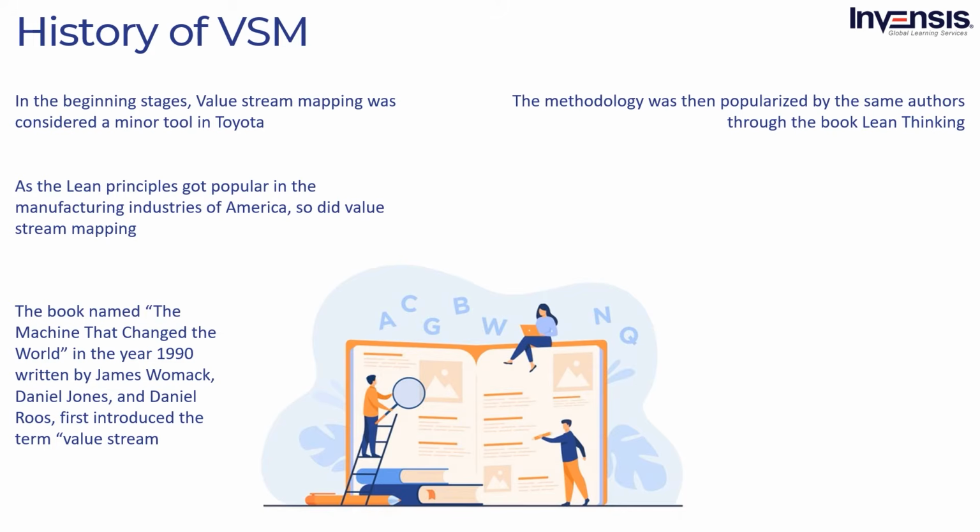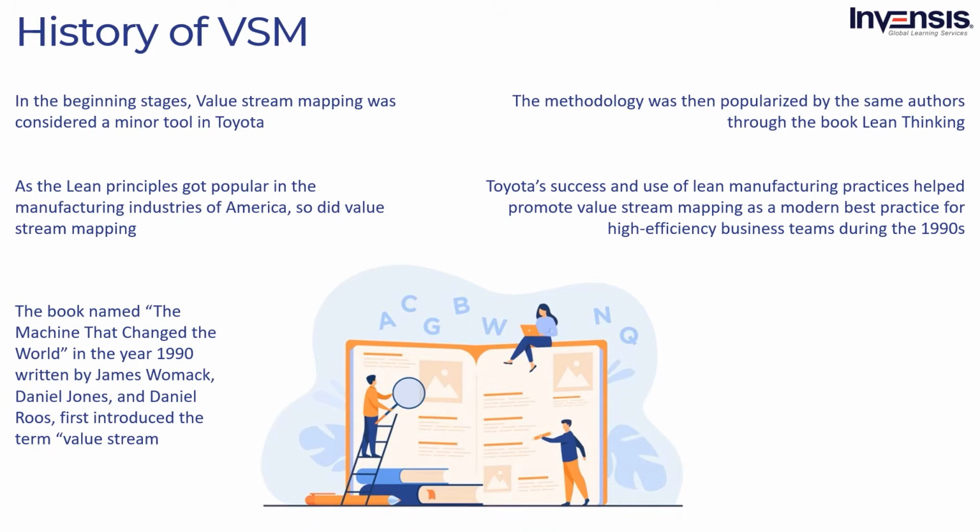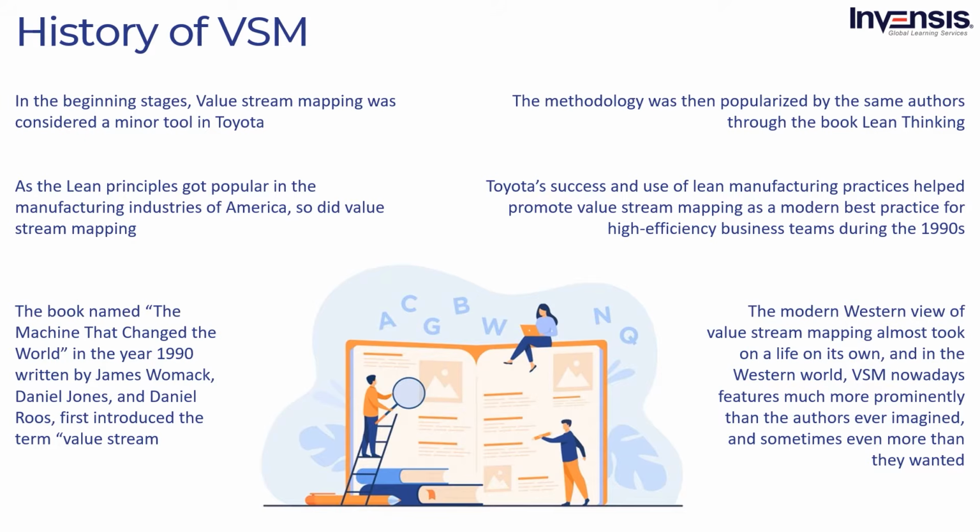The invention of value stream mapping is attributed to Toyota Motor Corporation. Toyota's success and use of lean manufacturing practices helped promote value stream mapping as a modern best practice for high-efficiency business teams during the 1990s. The modern Western view of value stream mapping almost took on a life of its own, and in the Western world, VSM nowadays features much more prominently than the authors ever imagined, and sometimes even more than they wanted.